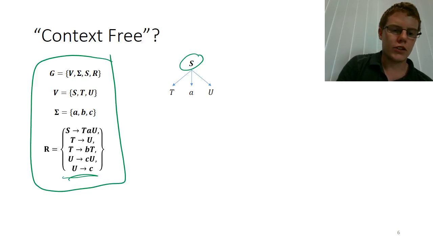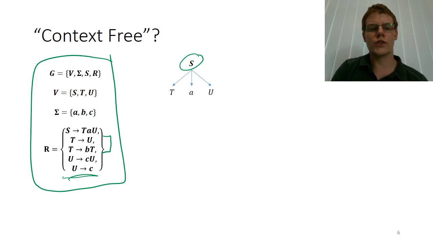You'll notice that there are two options for what we can pick for T, and two options for what we can pick to replace U with. When we decide what to replace T with, the fact that there is nothing to the left of T or an A to the right of T doesn't restrict us at all. We are able to replace T with any rule. So we could replace it with the U, or we could instead expand it into a B and then another T.